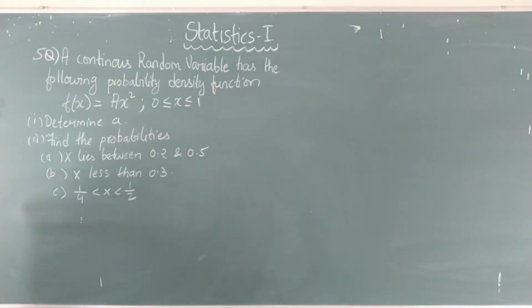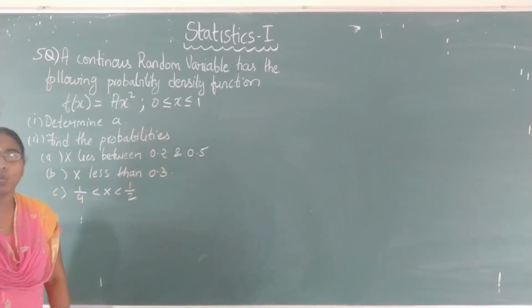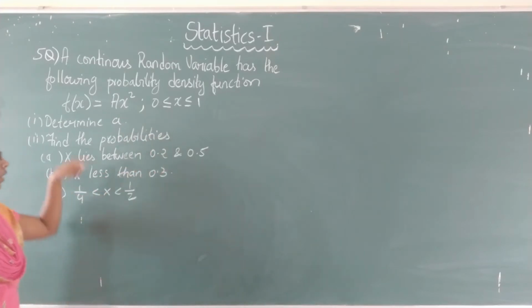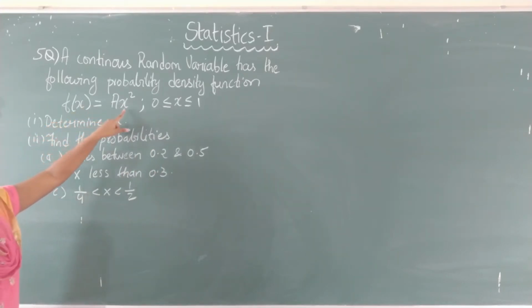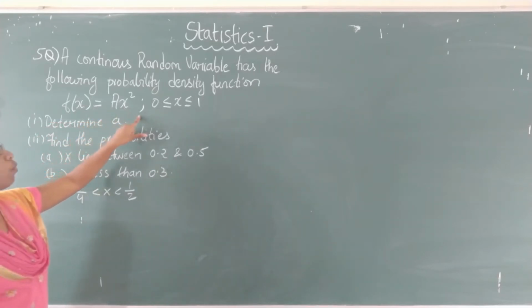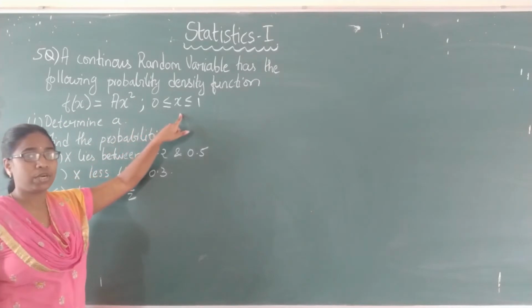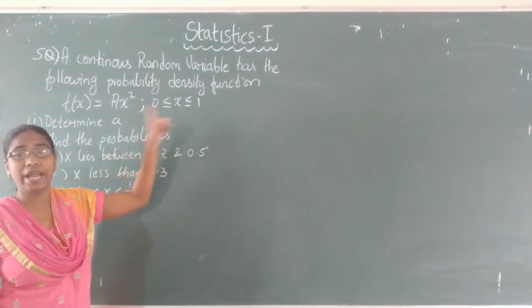So coming to the first question. A continuous random variable has the following probability density function. Always the PDF is denoted with f of x. Here the PDF is given as f of x is equal to ax square, where limits are always important for the PDF. Here x lies between 0 and 1.